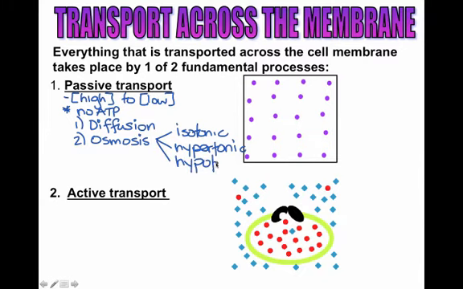Now remember, hypo, the hippo gets fat, the cell gets fat. Whereas in hypertonic, hyper people get skinny. So that cell in a hypertonic solution would get smaller, would get skinny. And in an isotonic solution, that cell would stay the same. And the last type of passive transport that we talked about was facilitated transport or facilitated diffusion.